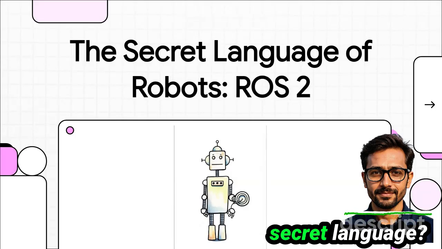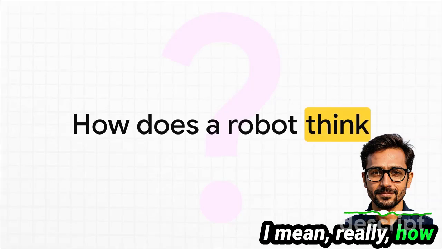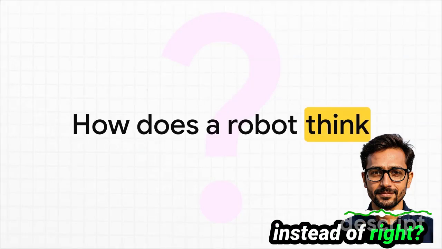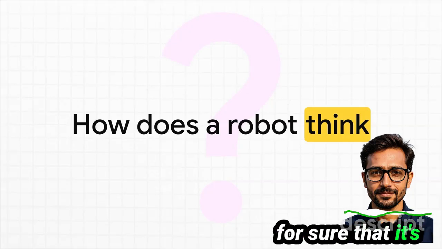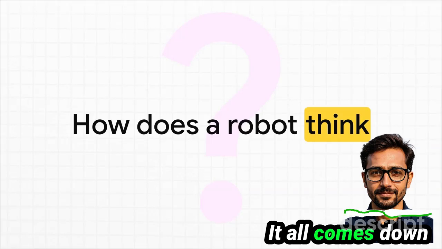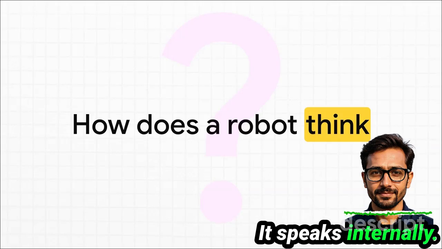What is that secret language? I mean, really, how does it think? How does it make the choice to turn left instead of right? How does it know for sure that it's picked up an object and not just bumped into a wall? It all comes down to the language it speaks internally.